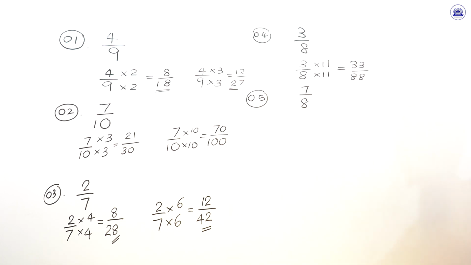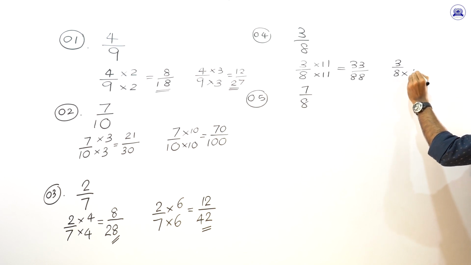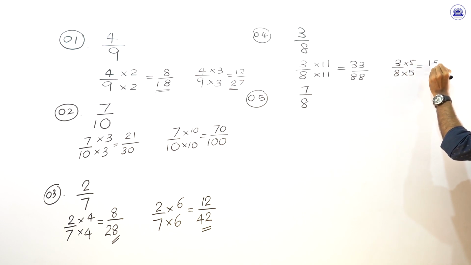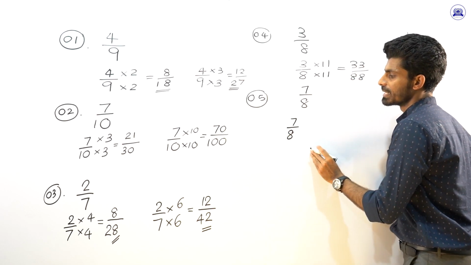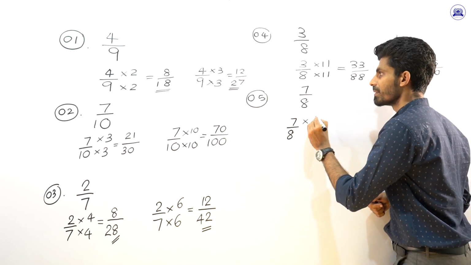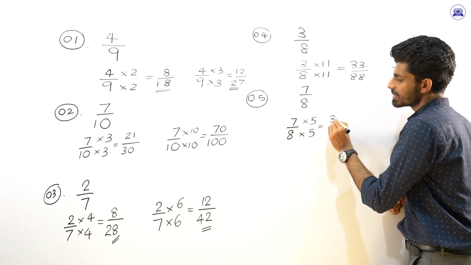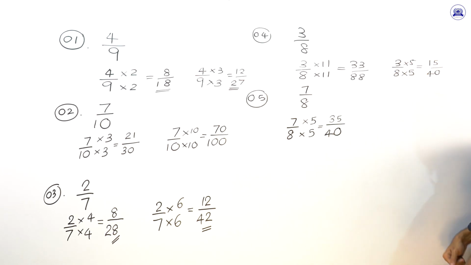3 over 8, you need to multiply the denominator by 5, and also the numerator by 5. 3 into 5, 15. 8 into 5, 40. Okay, 7 over 8. Then I'm just going to multiply by 5 and also multiply by 5. 7 into 5, 35. 8 into 5, 40.